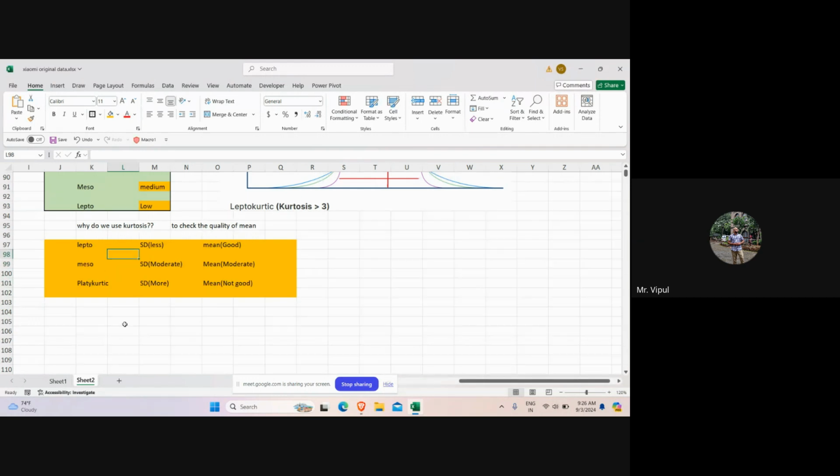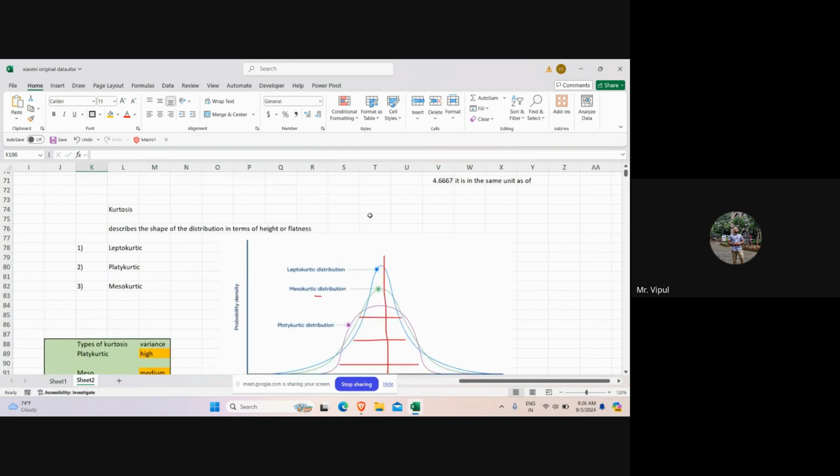Second, kurtosis is used to measure, or we can put it like this: it is used to study whether standard deviation is good or not. It is used to measure whether standard deviation is good or not, right? So this is your kurtosis.